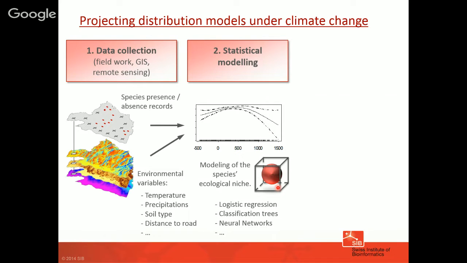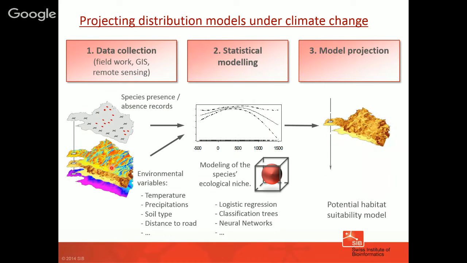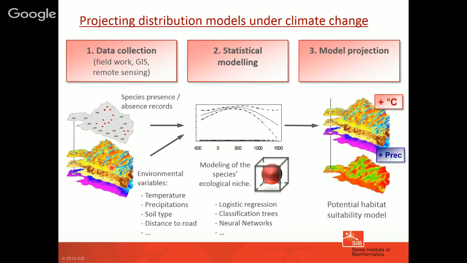When your niche model is ready, tested and evaluated, you can then project it onto your whole study area and obtain a map of potentially suitable habitat, which you see here. That is the suitable habitat under the climatic conditions that you used to calibrate your model. So how do you project that into the future? Well, the methodology is fairly simple. You just replace your current environmental variables, say temperature and precipitation, with those forecasted by a global circulation model. You replace these layers, apply your model again, and obtain your new habitat suitability map under these predicted future conditions.